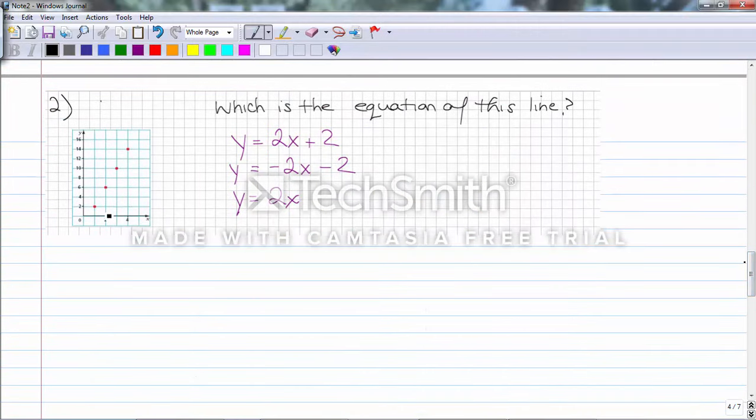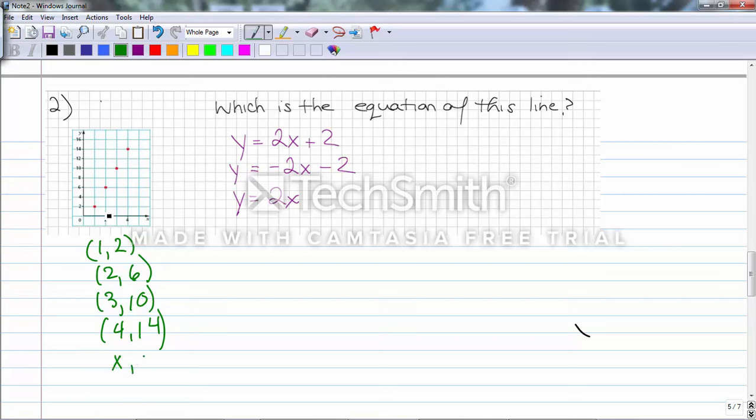Another part of this section has to do with graphs and equations. So it gives you a graph on the left and says, which is the equation of this line? It gives you a couple choices. Now, the easiest way to do it would be to substitute these values into the equation, see what works. If I'm reading my ordered pairs, I have one ordered pair at x is 1, y is 2. Another ordered pair at x is 2, y is 6. And then x is 3, y is 10, x is 4, y is 14.